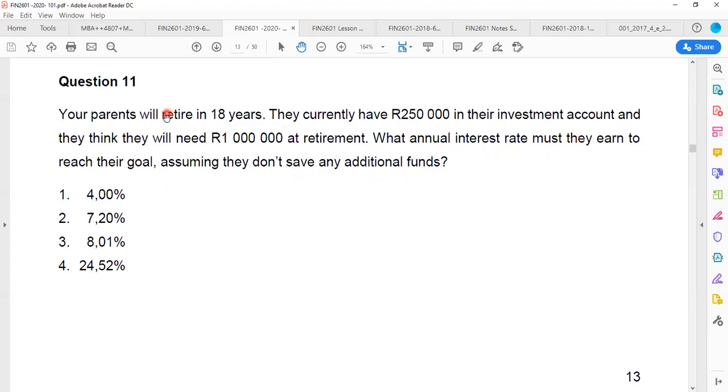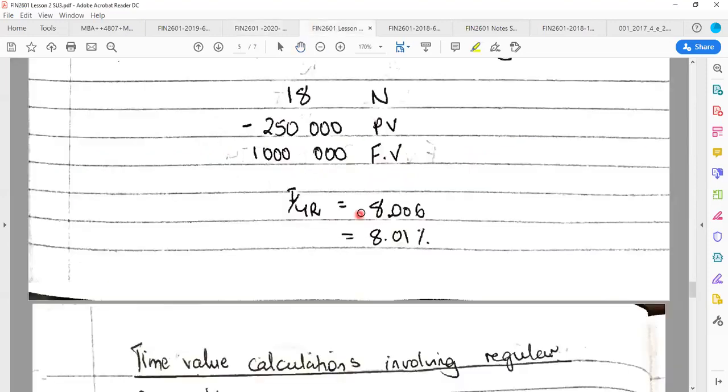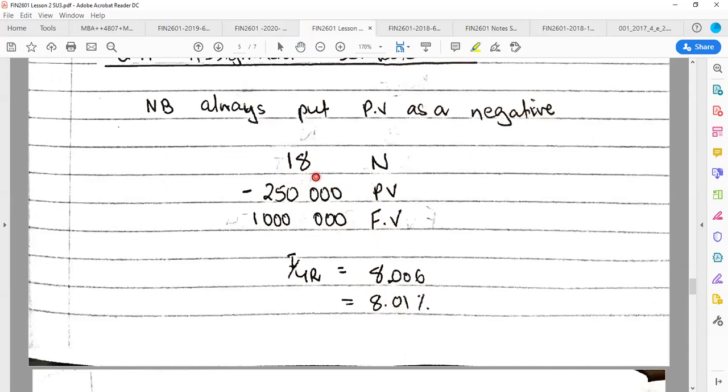Okay. So your parents will retire in 18 years. They currently have 250,000 in their investment account, and they will need 1 million at retirement. What interest rate must they earn to reach their goal, assuming they don't have any additional funds? Okay. So we can take that information. We can write it down. You need to identify everything. 18 is the number of years, that's N. 250,000 is what they invest, so that's PV.